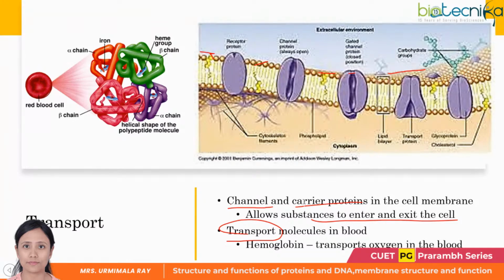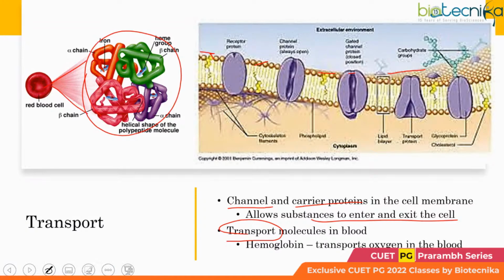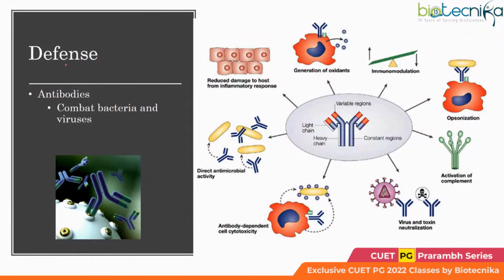For example, hemoglobin. In RBCs, this is the hemoglobin protein. Its function is to bind oxygen and deliver it from one tissue to another tissue. Then you have defense proteins like antibodies. We know immunology a little bit. They combat bacteria and viruses. We have immunoglobulin, which is nothing but the antibody. They have heavy chains and light chains.